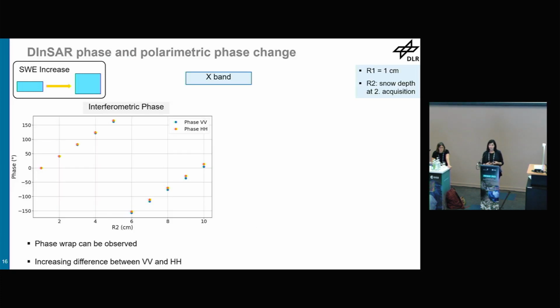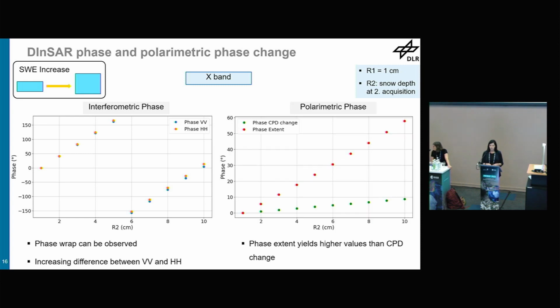To look more into detail, here's again the first case of the SWE increase. Here the interferometric phase is plotted for the VV channel in blue and for the HH channel in orange. You can see that the phase starts to increase with increasing snow depth change, but you can also observe the phase drop between 4 and 6. Also an increasing difference between the VV and HH channel can be observed, which can be seen more in detail with the polarimetric phase.